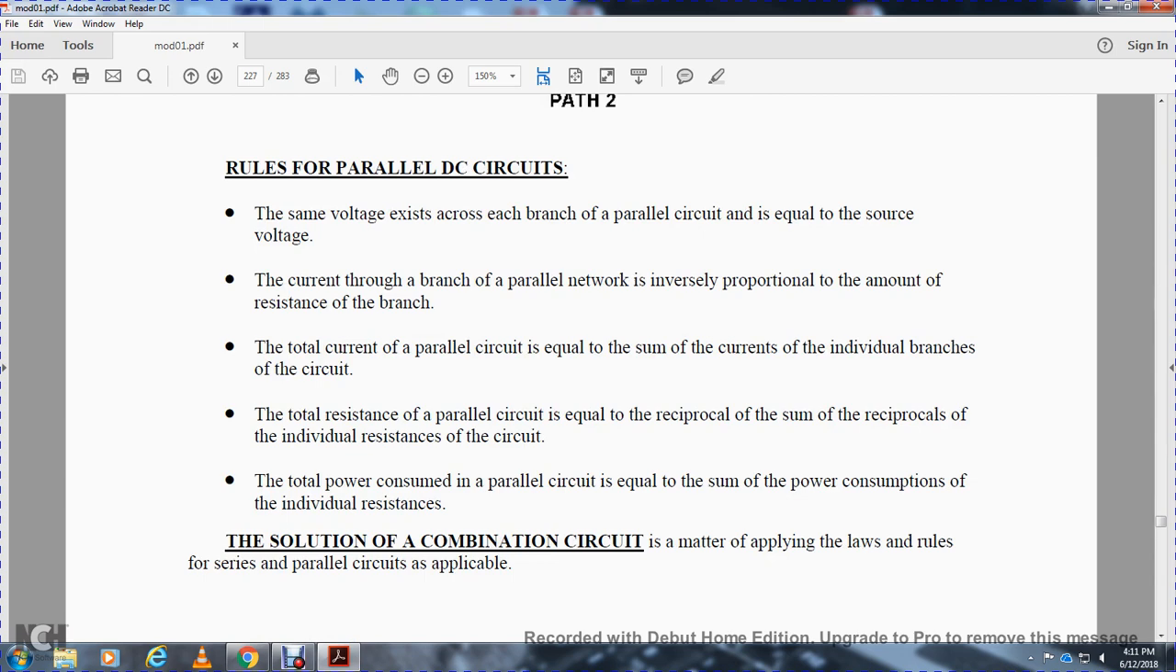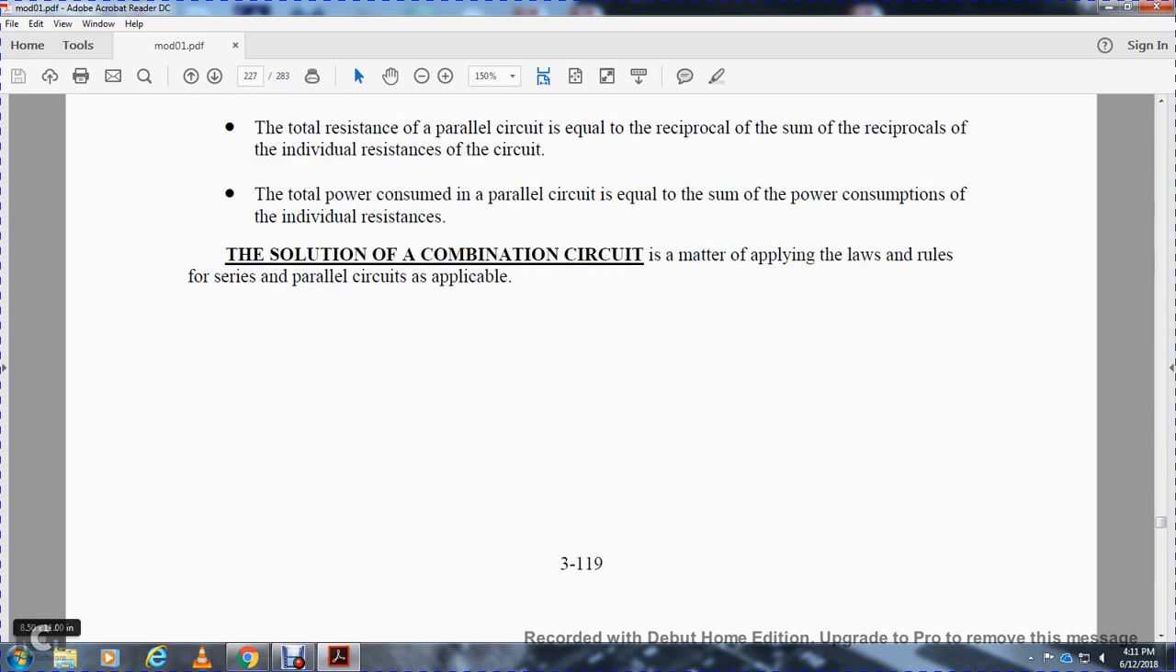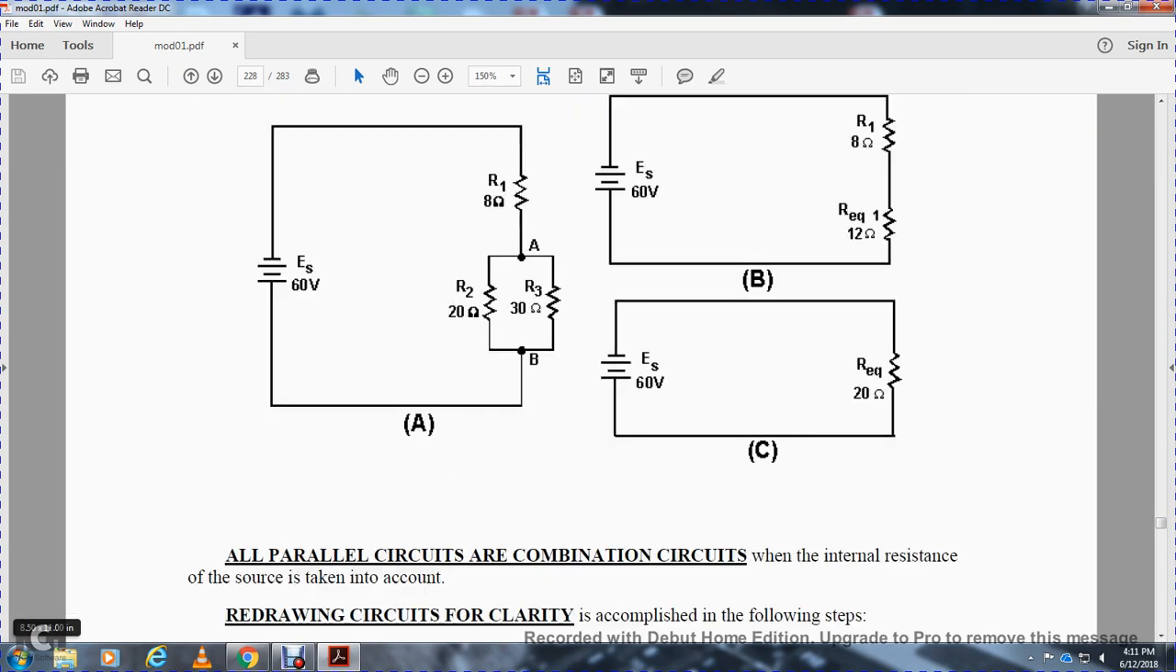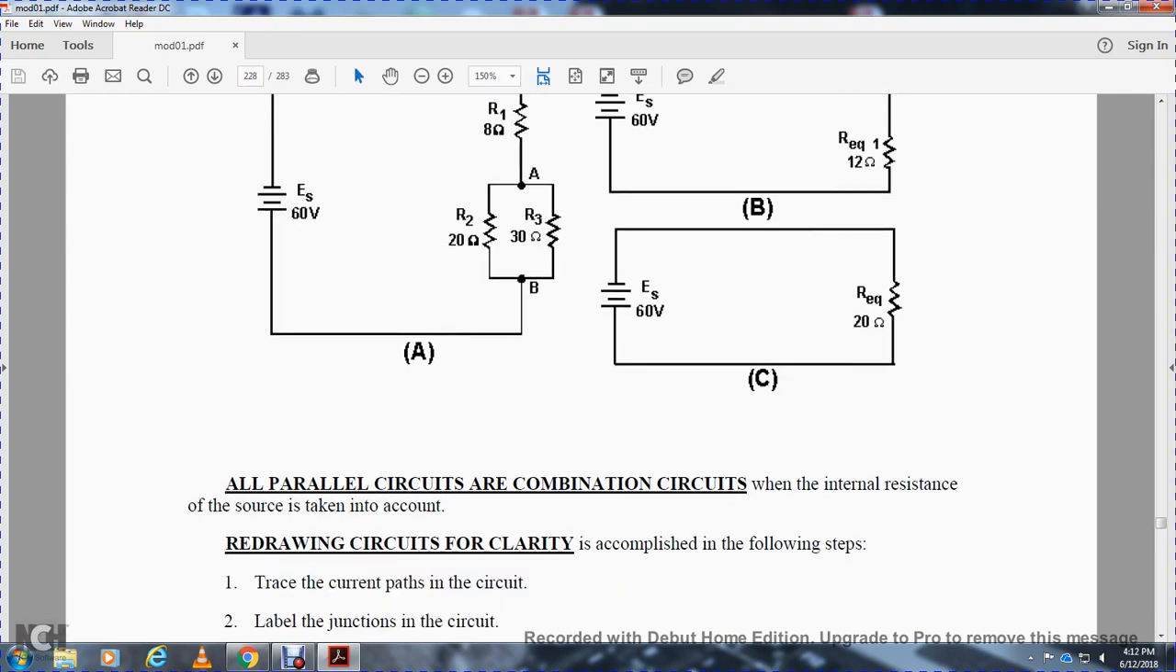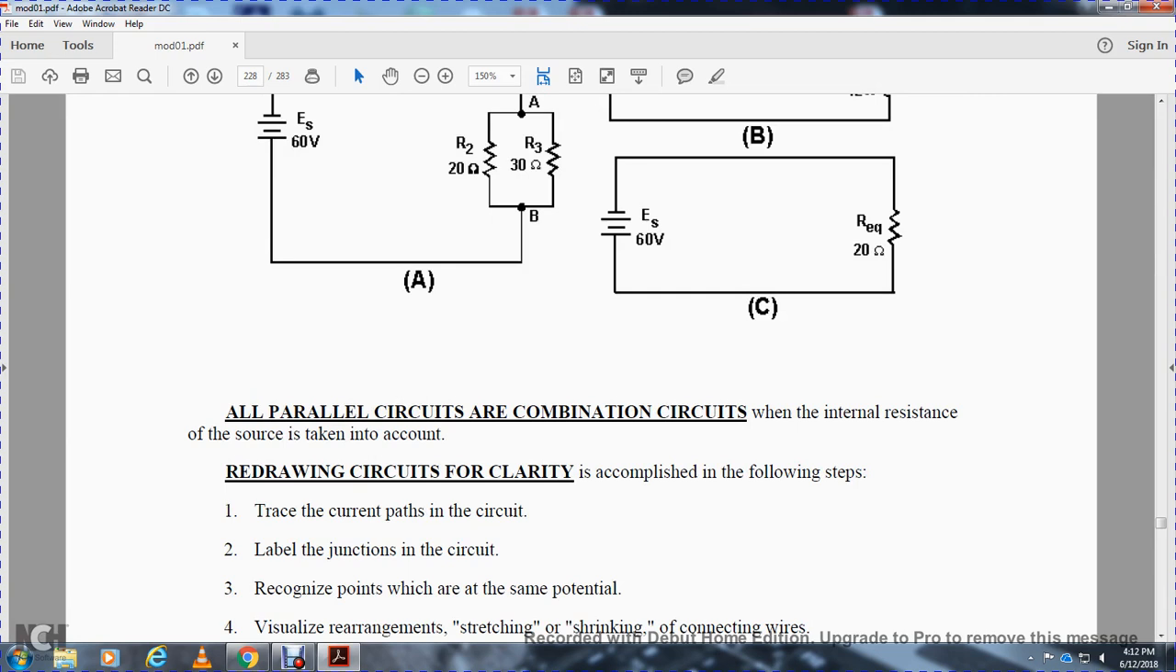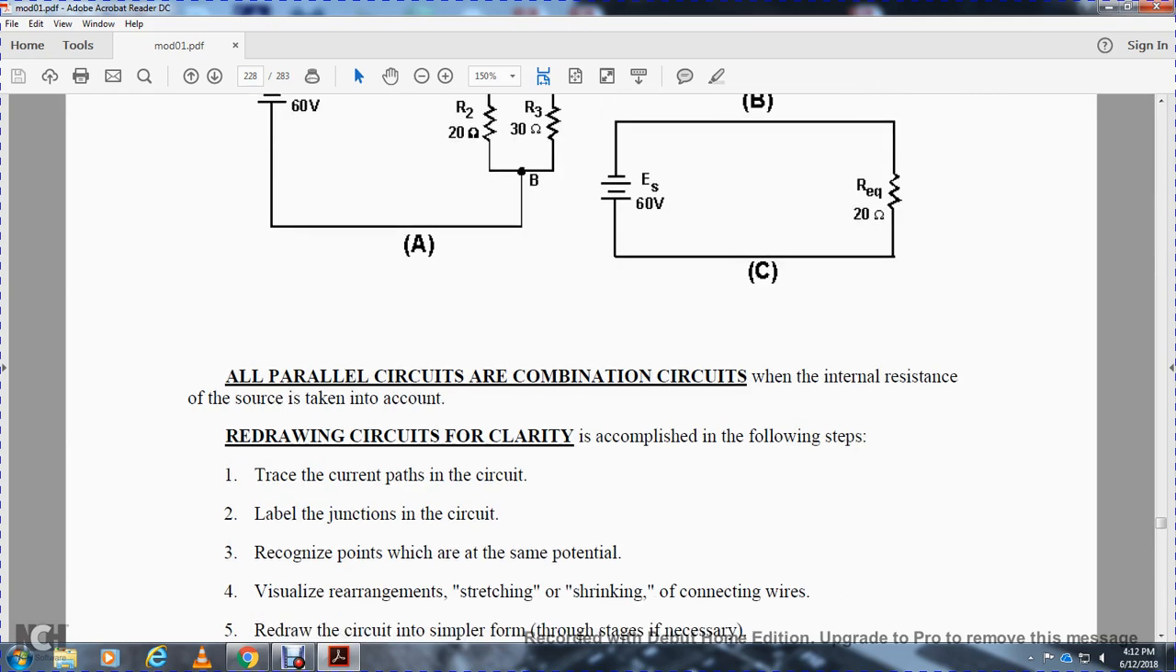The solution of a combination circuit is a matter of applying the rules of series and parallel circuits where applicable. So all parallel circuits are combination circuits when the internal resistance of the source is taken into account. The reduction of combination circuits is accomplished with the following steps: identify the circuit current and circuit paths, and label the junctions of the circuit.